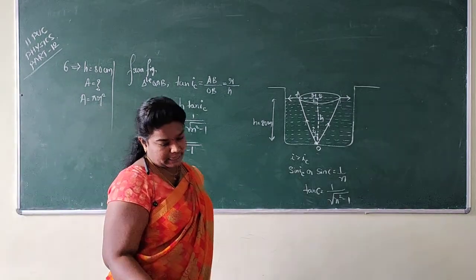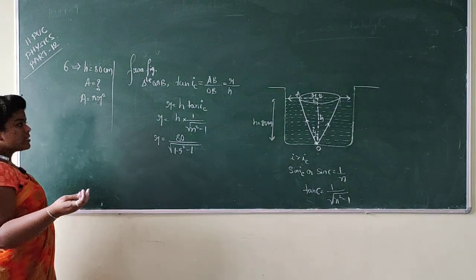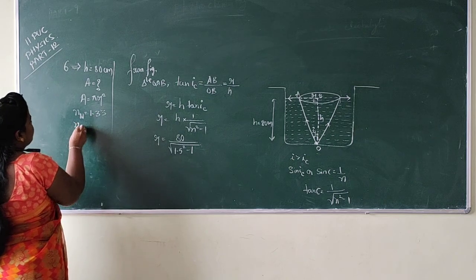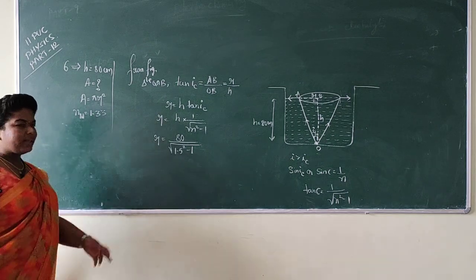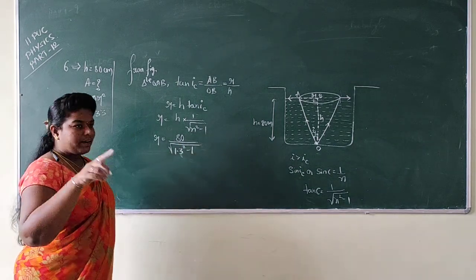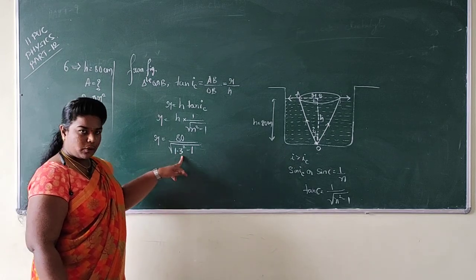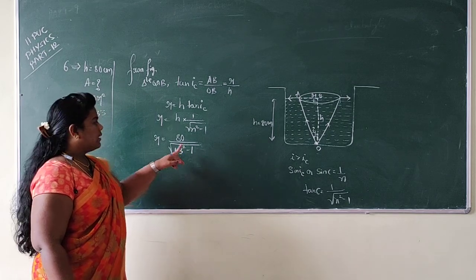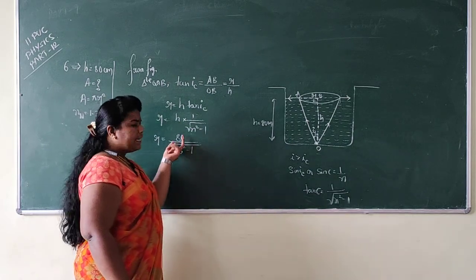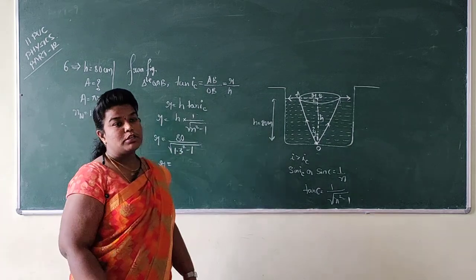The question says water, but they have not given the refractive index of water. We know that the refractive index of water is 1.33 and the refractive index of glass is 1.5. Since it is water, we should write 1.3 whole square. Take your calculator. First multiply 1.3 into 1.3 minus 1. Then apply square root. One value will come, substitute it here. Then 80 divided by the value you got.